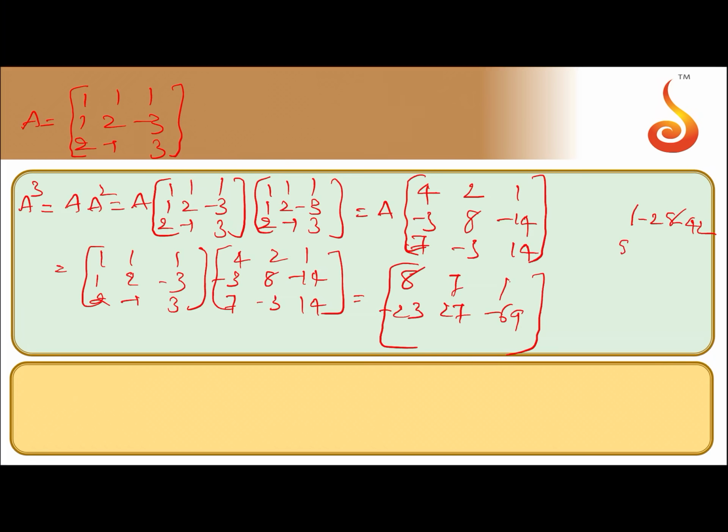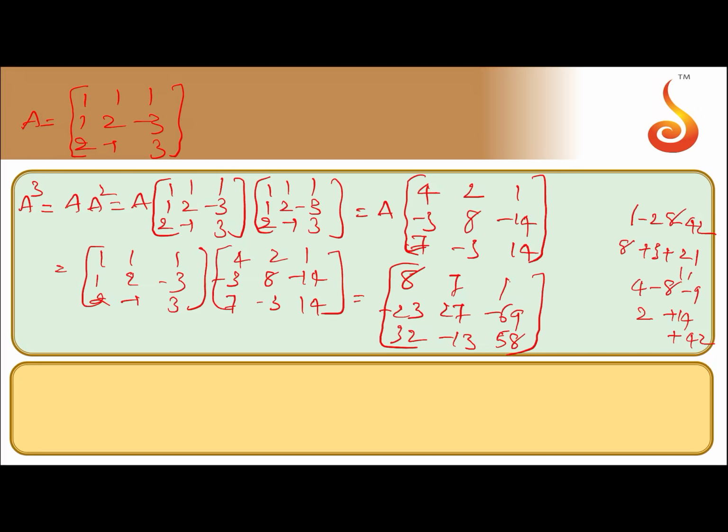Next, you'll be getting 8 plus 3 plus 21. So 11, 32. And the next one, I hope you'll be getting 4 minus 8 minus 9. So you have a minus 13, and plus 2 plus 14 and plus 42. 42 means 56, 58. This is 58.